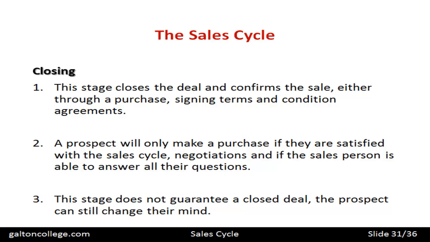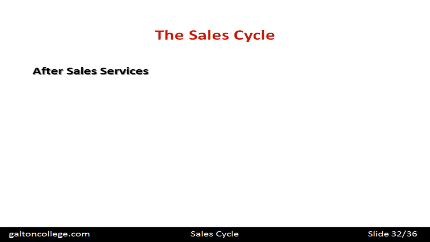This stage does not guarantee a closed deal. The prospect can still change their mind. So it depends on the legal conditions pertaining in the country. They may have a cooling off period, in which case they're able to take the product back and ask for their money back. They may have certain terms in the sales agreement which enables them to back out of the agreement at any stage up to a certain period of time. But that's the closing stage. Then we have the after sales service.